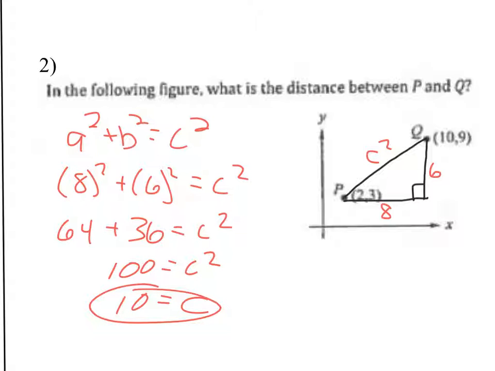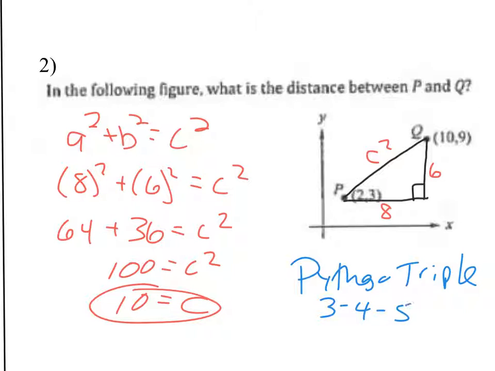You might have also recognized this is a Pythagorean triple. Pythagorean triple means that all the integers in the triangle, all the sides of the triangle are integers. So the 3, 4, 5 is the smallest Pythagorean triple. So this 6 is the same as 3 times 2, 8 is the same as 4 times 2, so it would seem logical that c would be 5 times 2, which is 10.